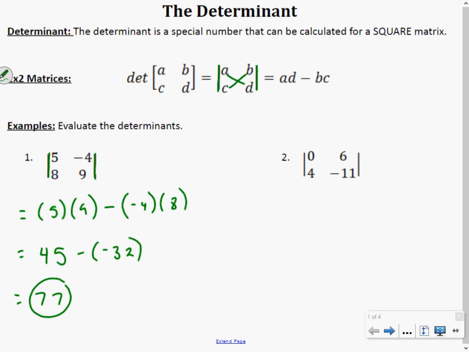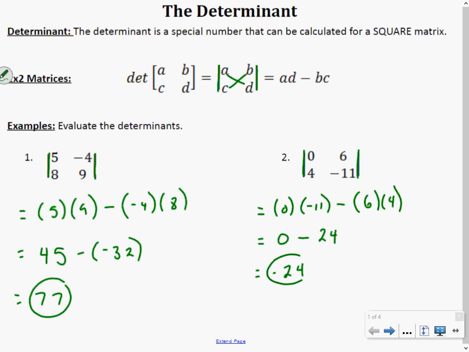Okay, so let's look at another one. Again, we're taking the determinant, and I know that because I have these bars around my matrix. So we're going to be doing 0 times 11, or I'm sorry, -11 first. And then we're going to subtract 6 times 4. So we've got 0 minus 24, so we get -24. So those numbers that we're getting at the end that I have circled, those values are the determinant.